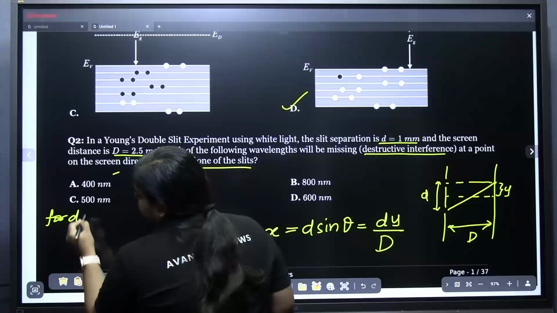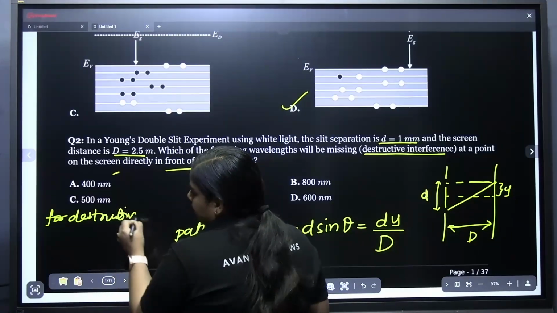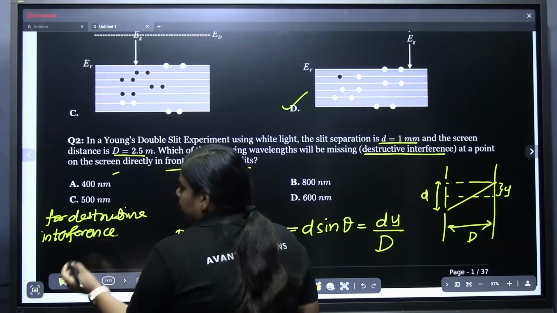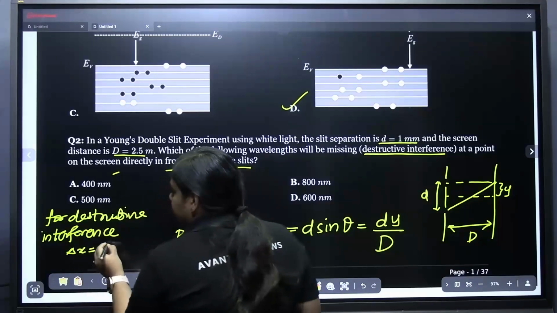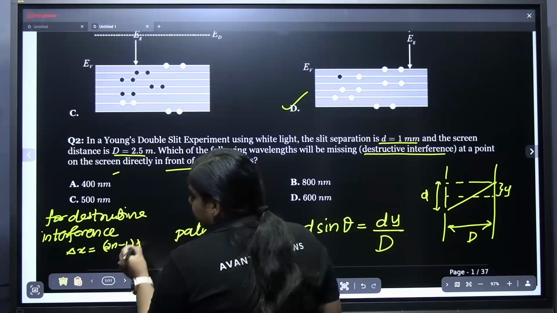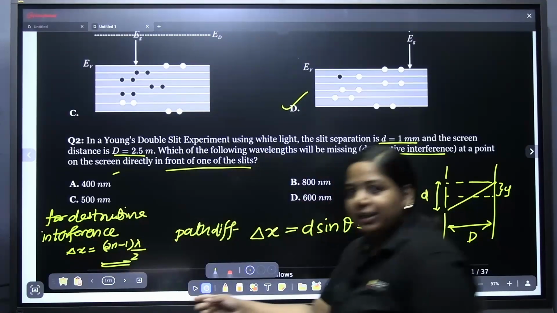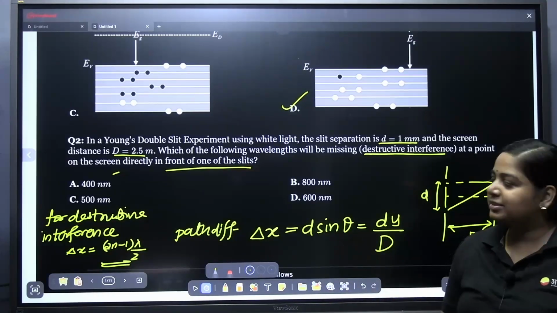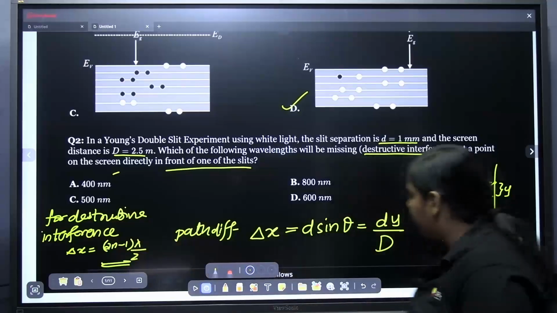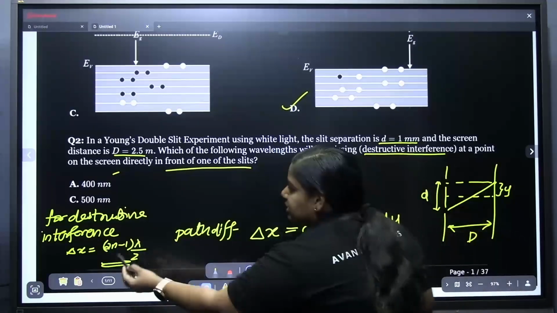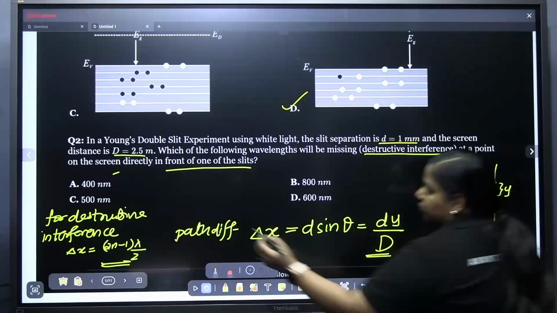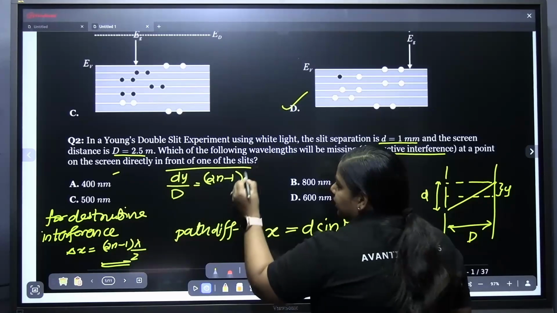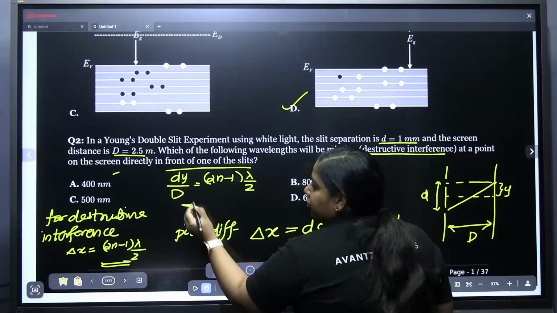The condition for destructive interference is that the path difference is equal to 2n minus 1 lambda by 2. Putting this condition, actually we are getting an equation for y, but instead we have to solve for lambda here. So for path difference, this equation is there, this equation is there, equate them together. So you will get d y by D equal to 2n minus 1 lambda by 2.